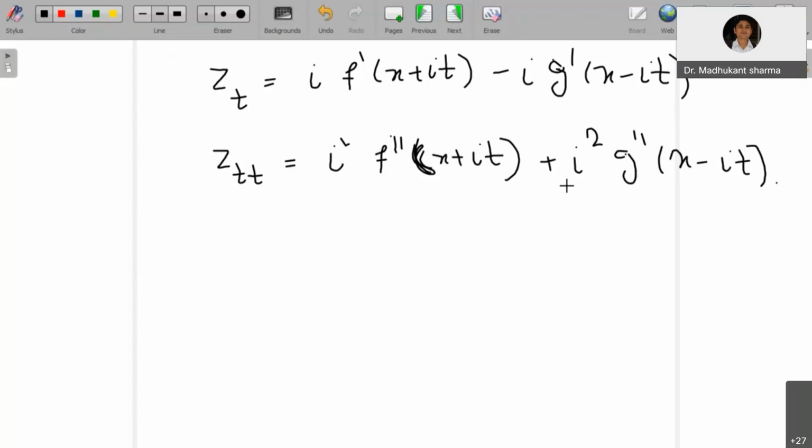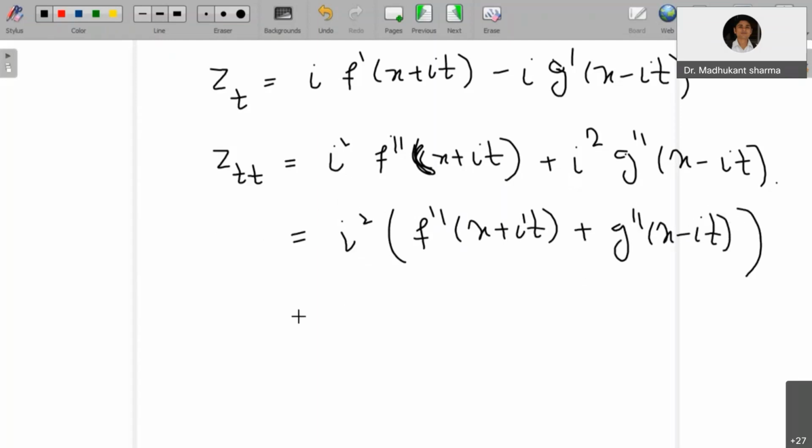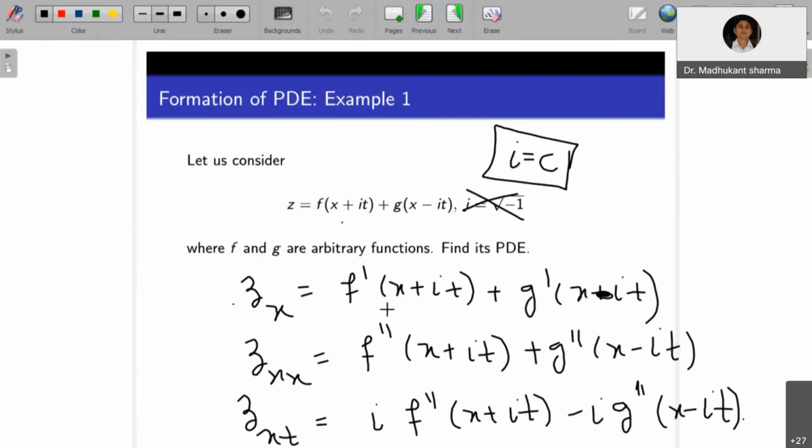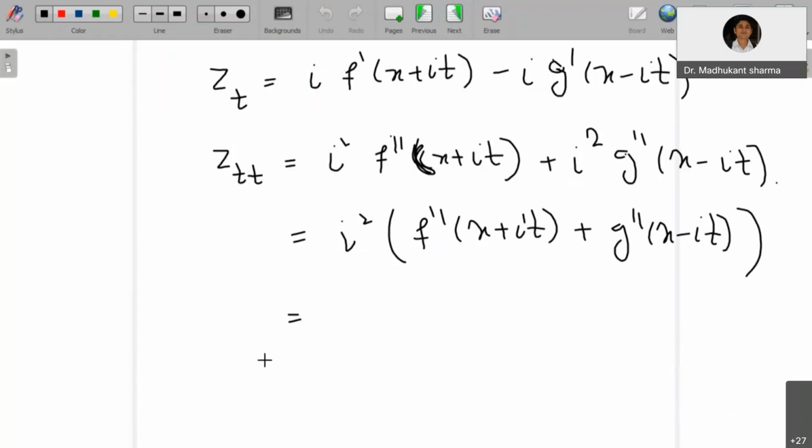Minus minus here plus. So this is going to be, if you recall, i square times f double dash of x plus it plus g double dash of x minus it. And if you look at above, that's going to be z_xx. And this is c square z_xx.